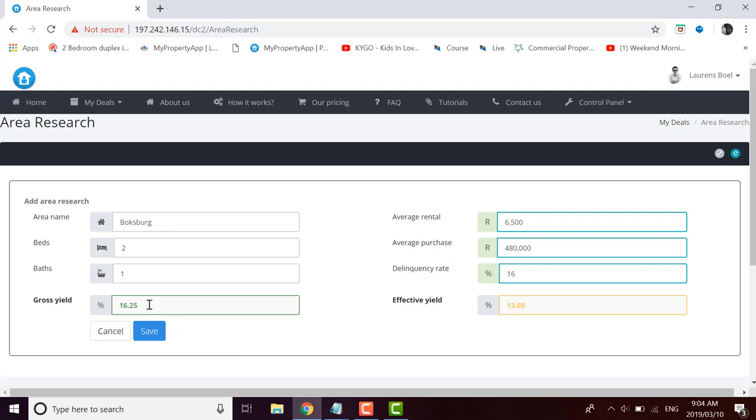Now, although the gross yield here, as you can see, is over 15%, which is why it's in the green field, it's green for go, the delinquency rate is so high that it's brought the effective yield into the yellow. It's brought it down to 13.6%, because basically what we're saying here is the gross yield is 16%, but if you take into account the risk of the area, it's actually 13%.